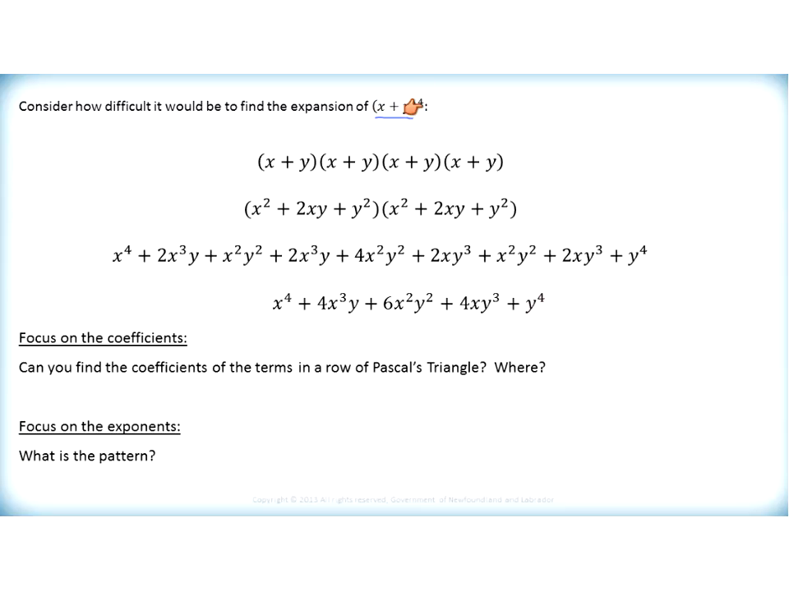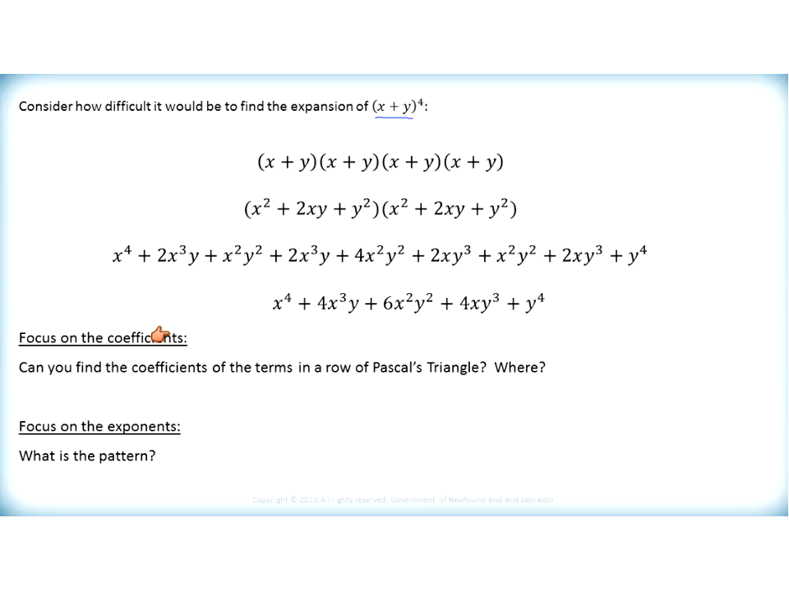So (x + y)^4 becomes x to the 4th plus 4x cubed y plus 6x squared y squared plus 4xy cubed plus y to the power of 4. Again, I didn't really talk a lot about this, but you know you're multiplying each term by every other term to get this expression.